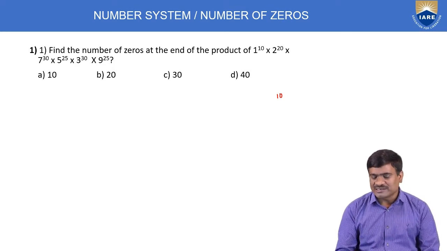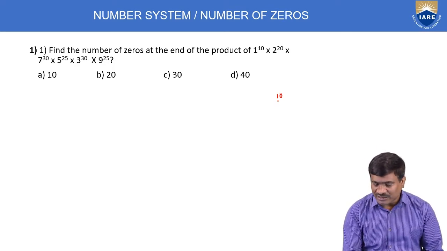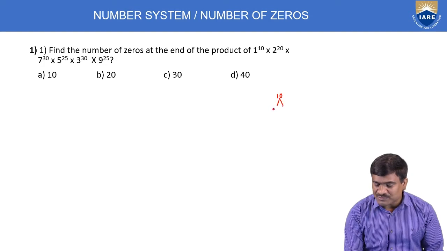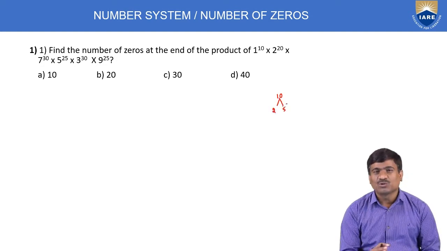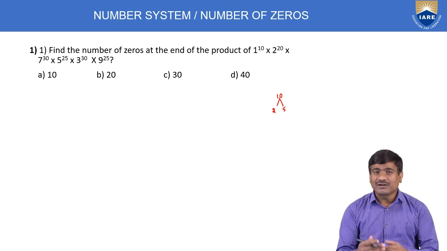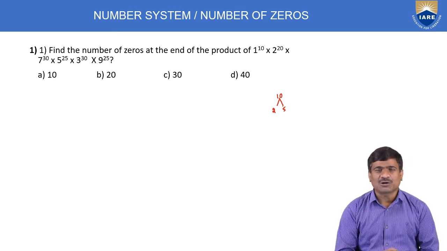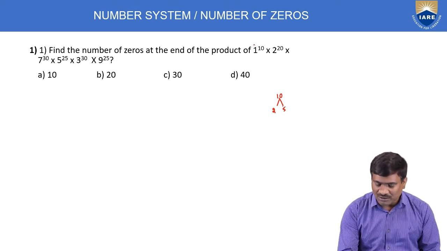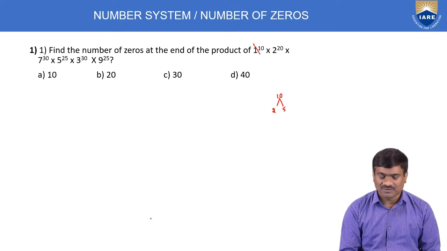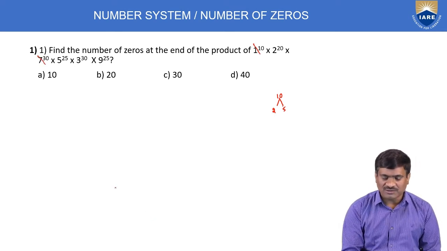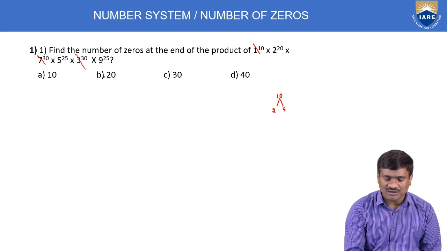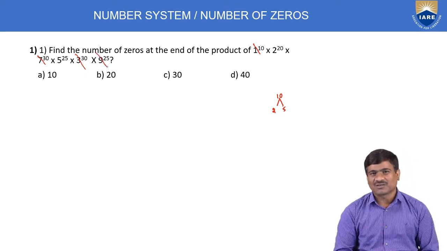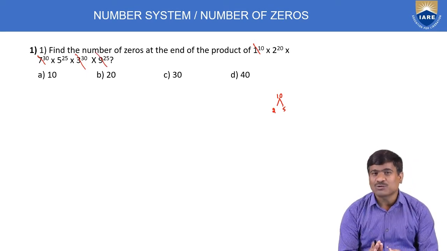In the above example, 10 is not given. If 10 is not given, consider only 10 multiples, that means 2 into 5. Again, 2 into 5 means 10. Other numbers are not possible; those numbers are negligible. In the above example, 1 to the power of 10 is negligible, 7 to the power of 30 negligible, 3 to the power of 30 negligible, 9 to the power of 25 negligible. If you want 0, consider only the 2 and 5 combination.